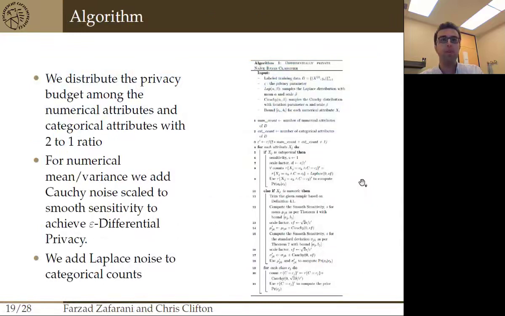Okay, so we have included our algorithm pseudocode on the right side. The way we distribute the privacy budget, or epsilon, between numerical attributes and categorical attributes is with a ratio of 2 to 1. For numerical mean and variance, we have added Cauchy noise scaled to the smooth sensitivity to achieve epsilon differential privacy. Also, since the categorical count essentially will change by at most 1, regardless of whether the category changes or not, the smooth sensitivity doesn't really benefit here, and the Laplace noise is optimal in this case.